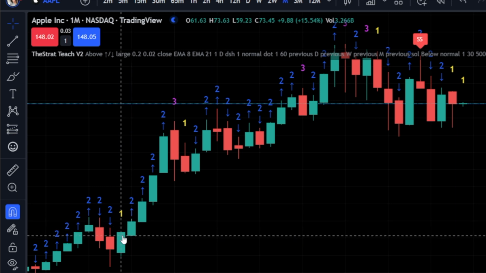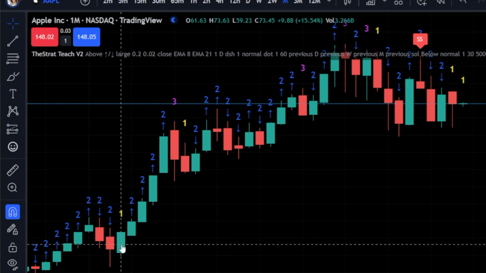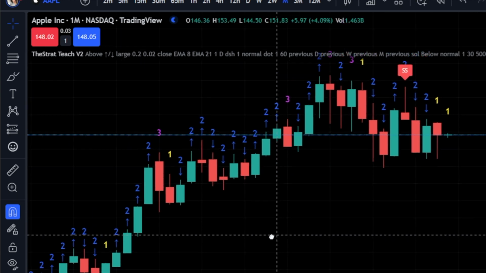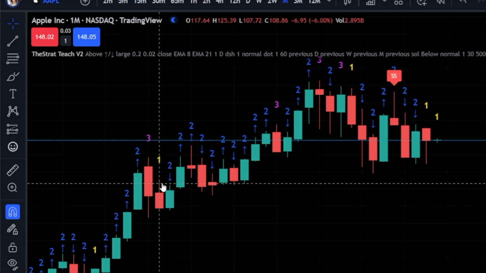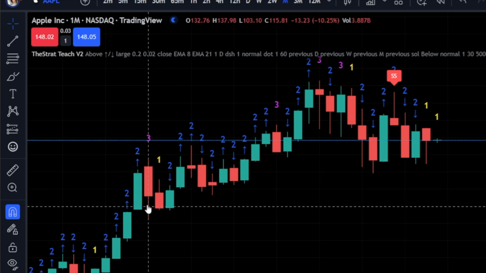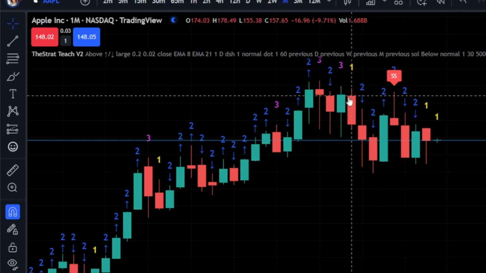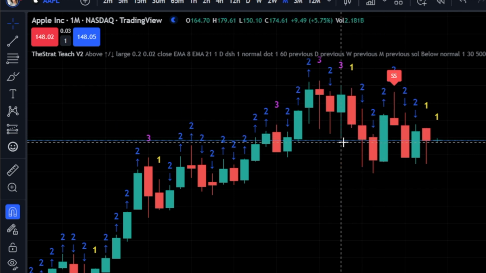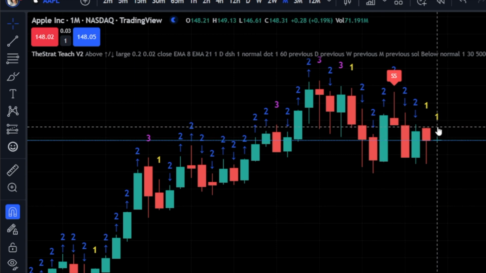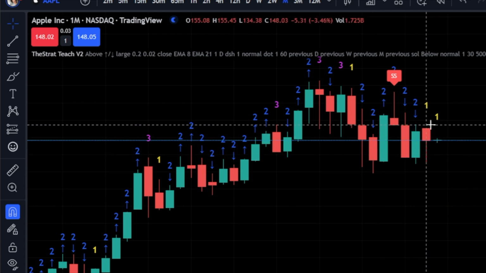Okay? So going back to the 1 bars, let's look at the ones that we have on this chart. You have another one here. This one stayed within this previous bar. You have another one here. This stayed within the previous bar. And then you have another one here. This stayed within the previous bar.